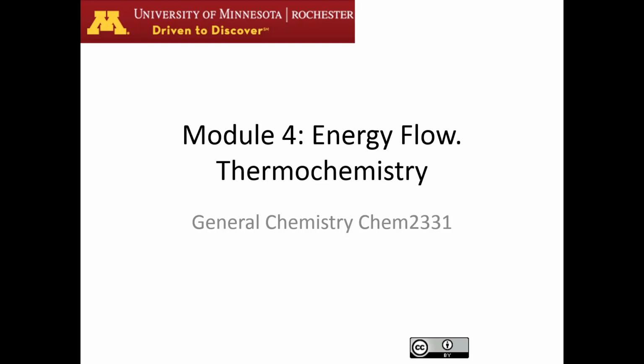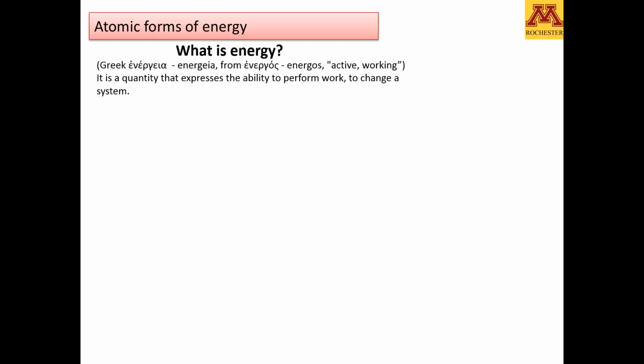We will start Module 4 talking about atomic forms of energy. Energy is a very important magnitude in chemistry because it will be the fuel that will make things happen, that will motivate change. So it's a very important concept to have both at the atomic and at the macroscopic level. So let's start talking about what energy is and what energy looks like at the atomic level.